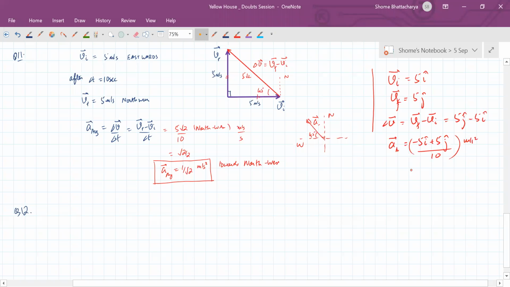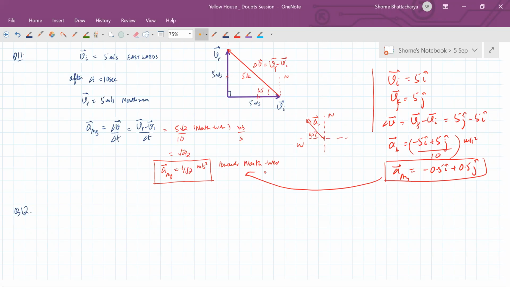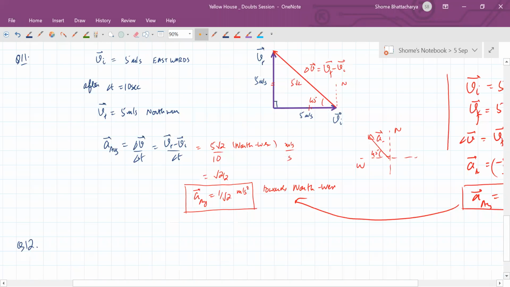So you can do it this way also. You can see it's minus 0.5 i cap plus 0.5 j cap. Now you can find the magnitude and direction of this vector quite easily and show that it's this thing only. So that's another way you can do this question. Okay, now moving on, let's come to the 12th question.